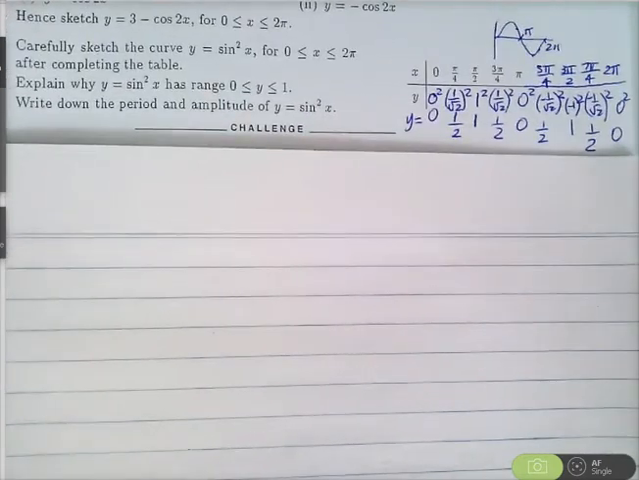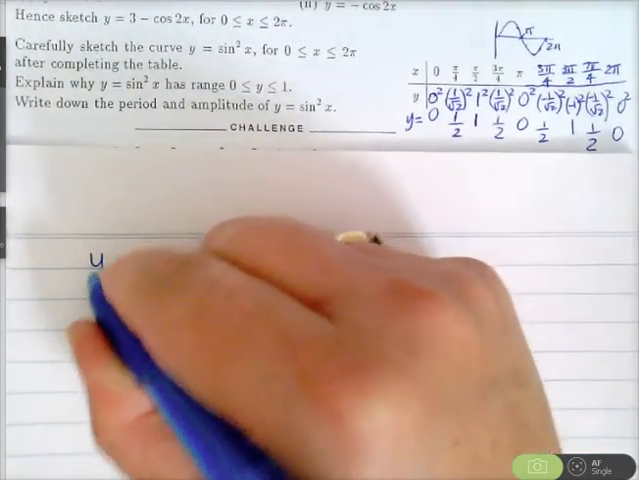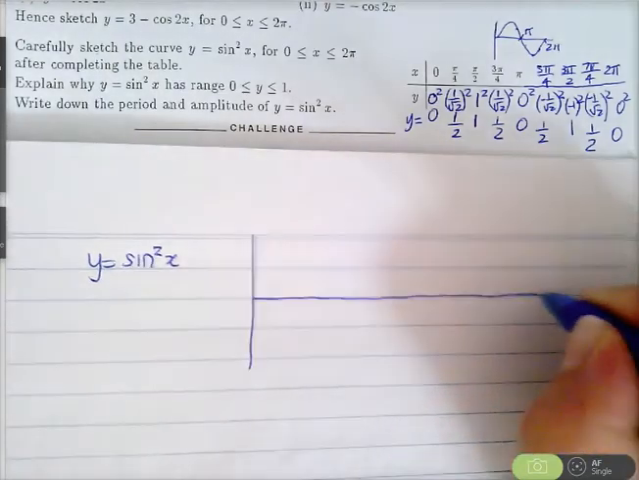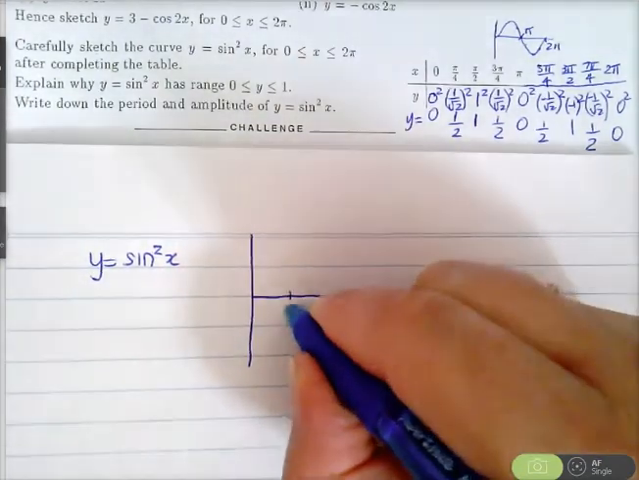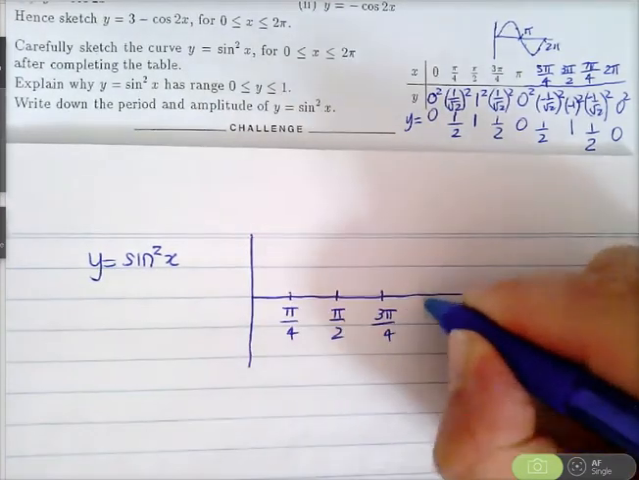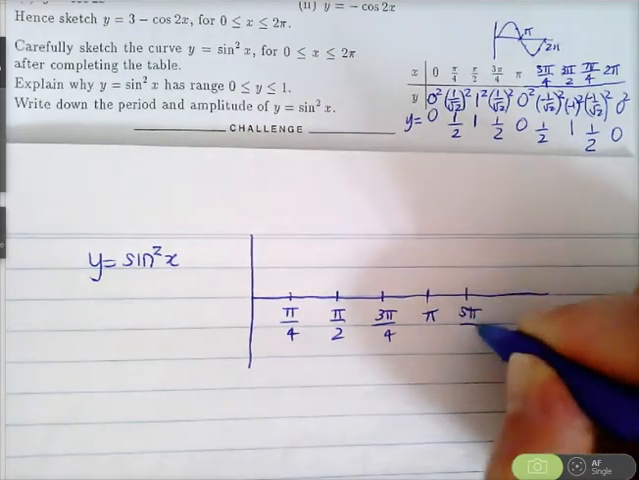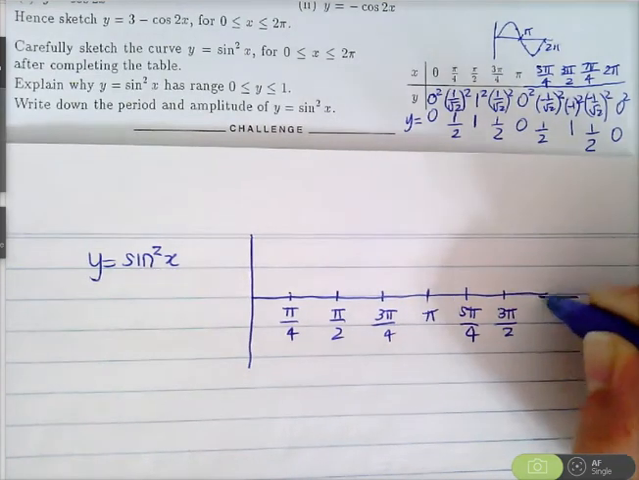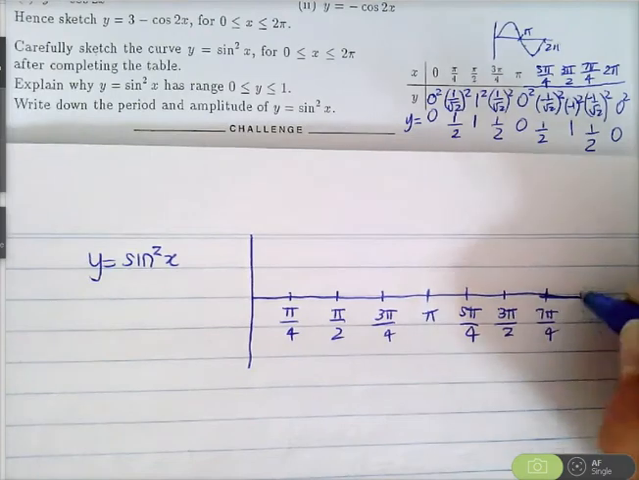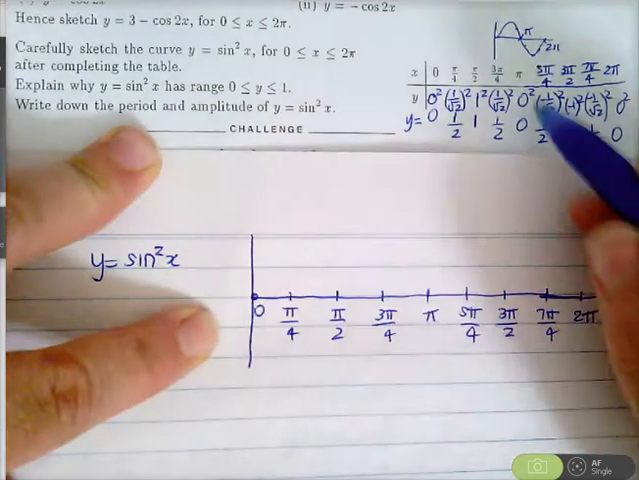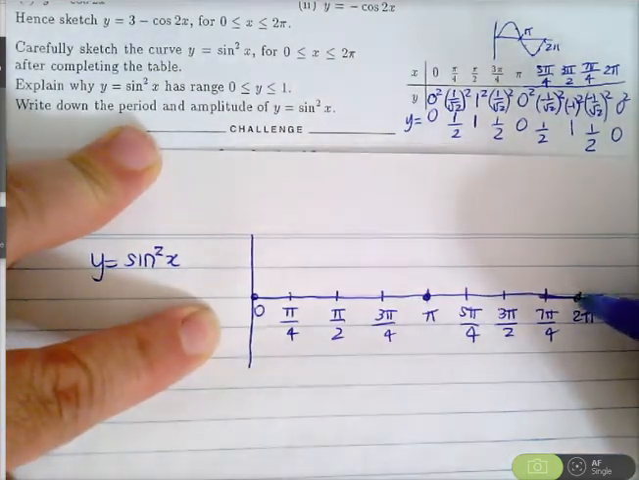So now I'm going to sketch this curve, y equals sine squared x, from 0 to 2 pi. So we've got 0, pi on 4, pi on 2, 3 pi on 4, pi, 5 pi on 4, 3 pi on 2, 7 pi on 4, and 2 pi. Now, let's put in all our zeros. We've got 0 at 0, we've got 0 at pi, and we've got 0 at 2 pi.